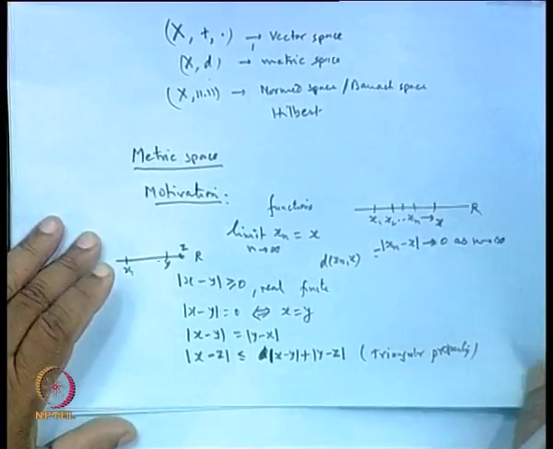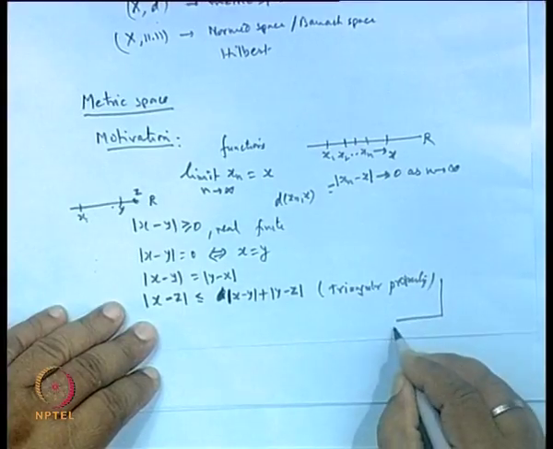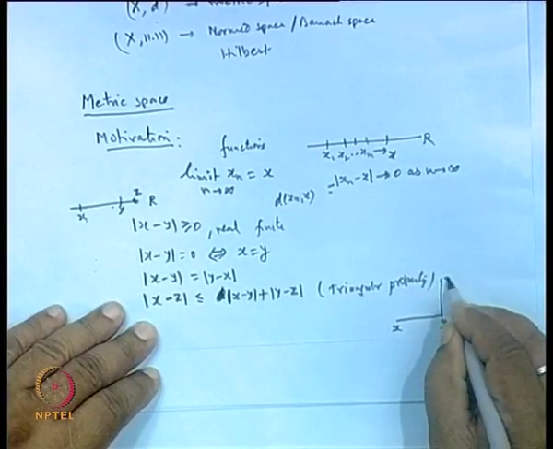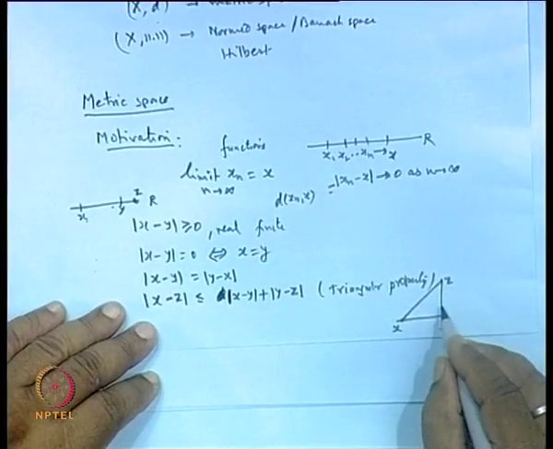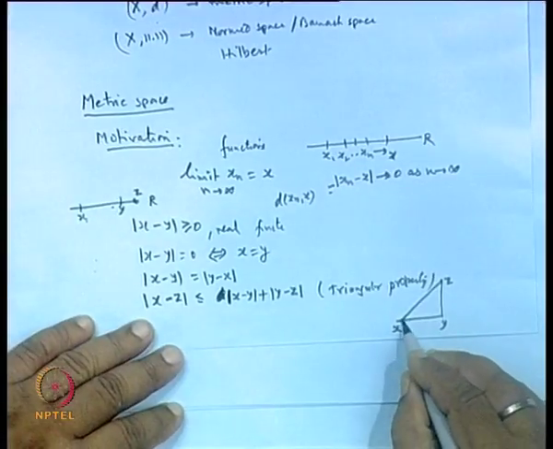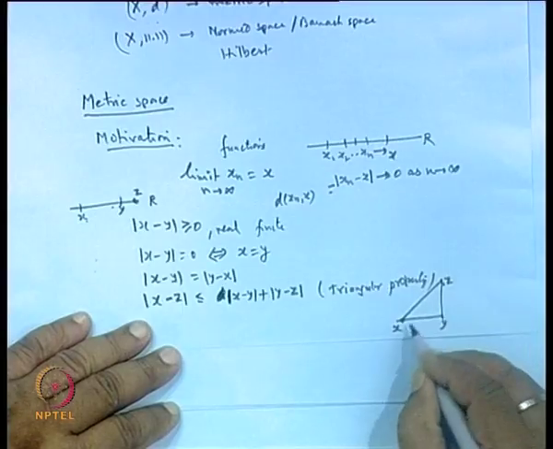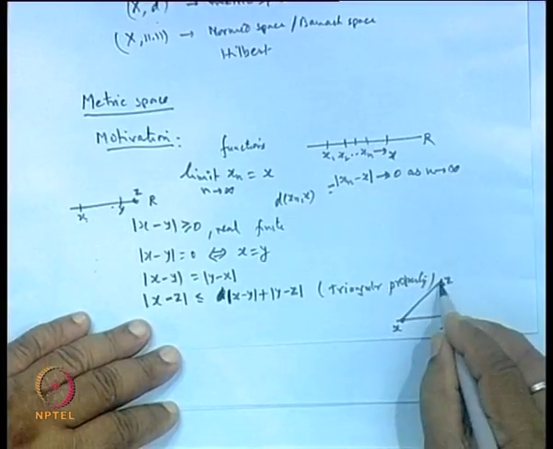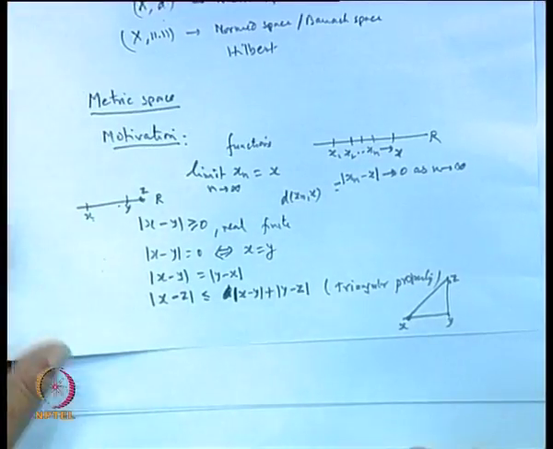Why? Because we know in case of the triangle, if we add the two sides, then the sum of the two sides can never be less than the third side. That is, distance from x to y plus y to z will always be greater than or equal to distance from x to z. So, that is why it is called the triangular inequality or triangular property.